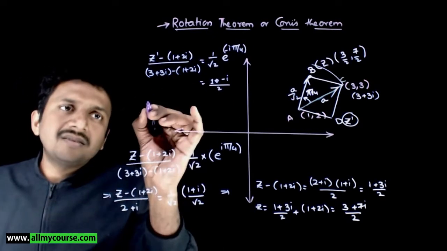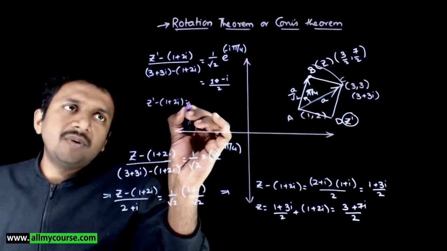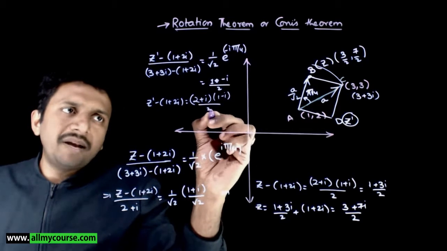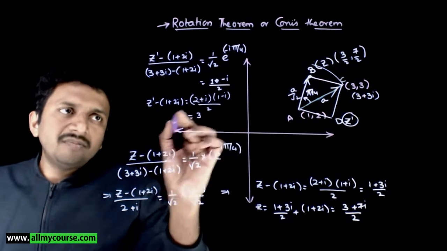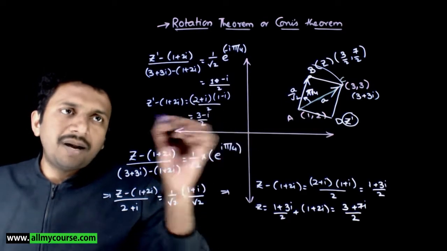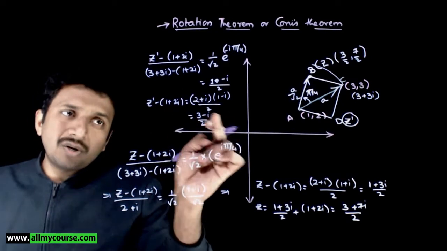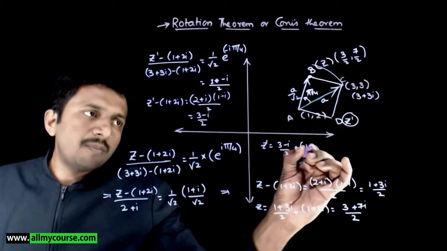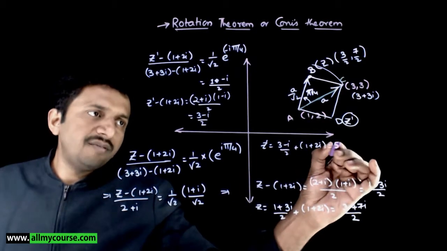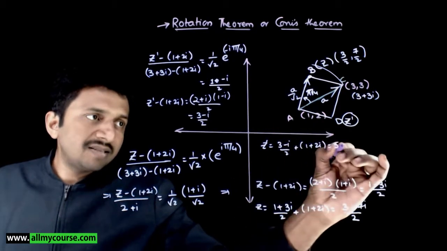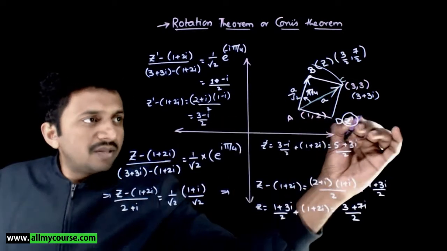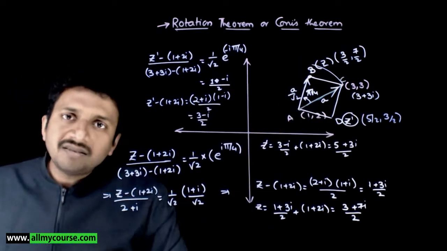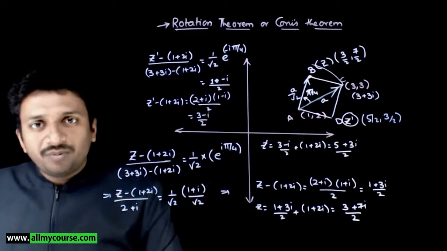So you just need to multiply this. So z dash minus (1 plus 2i) is equal to 2 plus i times (1 minus i) by 2. That is equal to 2 plus 1 is 3, minus 2i plus i is minus i, by 2. So you can send this onto this side and try to get z dash. So z dash is equal to (3 minus i) by 2 plus (1 plus 2i), which is equal to 3 plus 2 is 5, 4i minus i is plus 3i, by 2. So this will be 5 by 2 comma 3 by 2. So you got the point z as well as z dash using rotation about the point (1, 2).